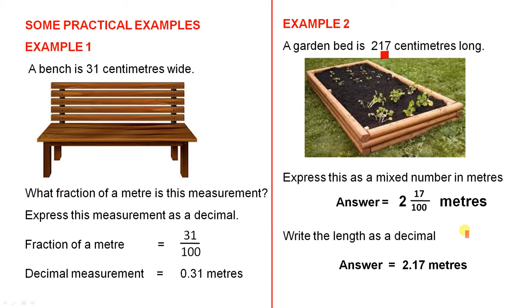Write the length as a decimal. So the answer is 2.17 meters because 17 over 100 is 0.17.